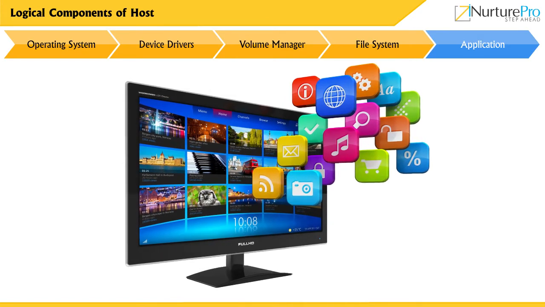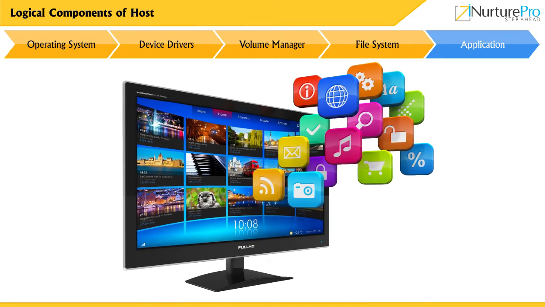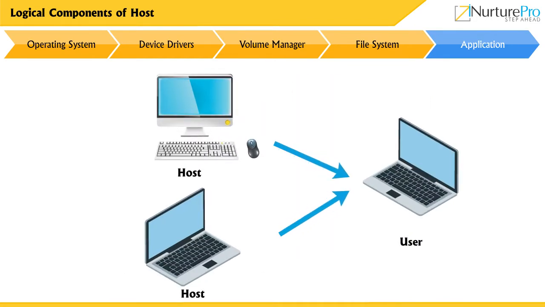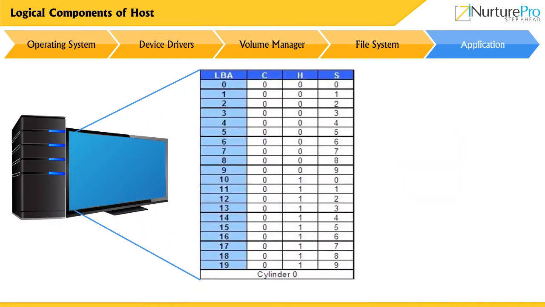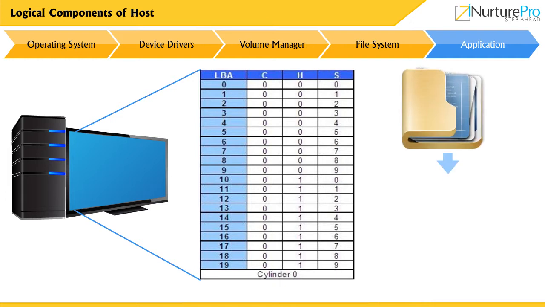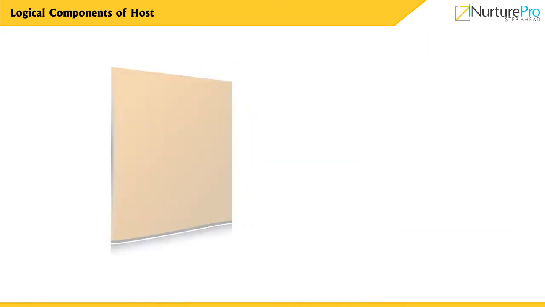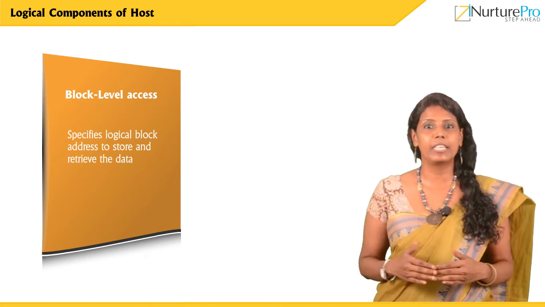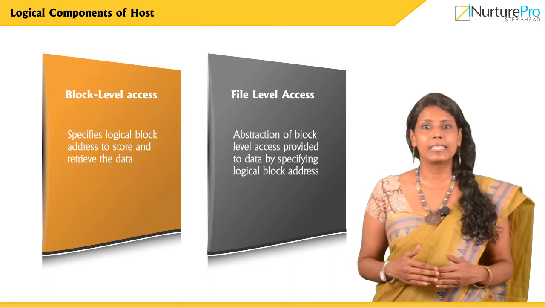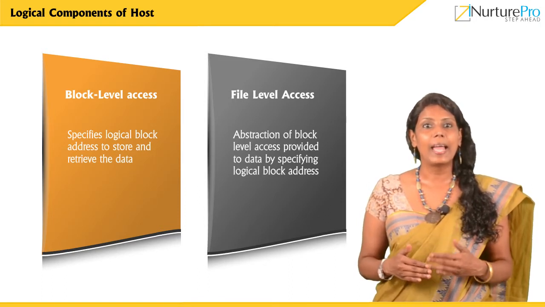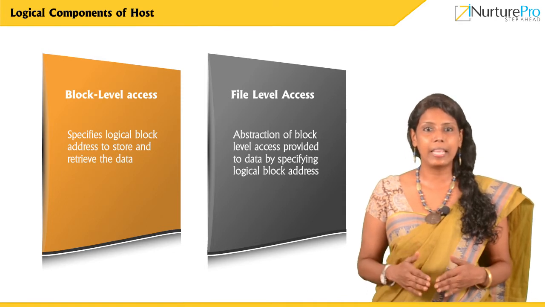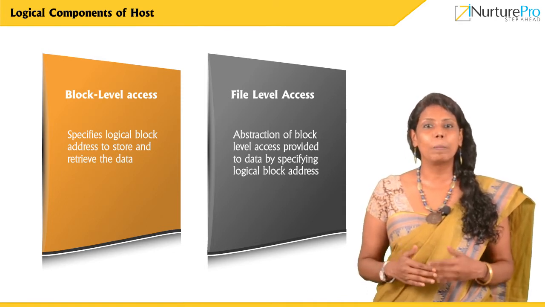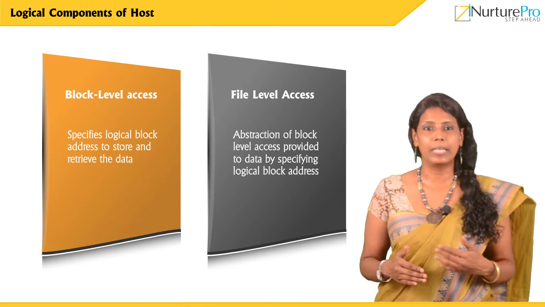Application is a computer program or software that provides the logic for computing operations. It provides an interface between the user and host or multiple hosts. Application uses a logical block address or file name and a file record identifier to perform read-write operations on a disk. Block level access specifies the logical block address to store and retrieve the data from disk. File level access is an abstraction of block level access and is provided to data by specifying the name and path of file. It hides the complexities of logical block address from application.